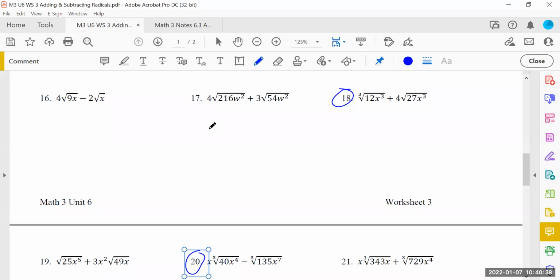All right, everybody, let's check those two. See how we did on 18 and 20.